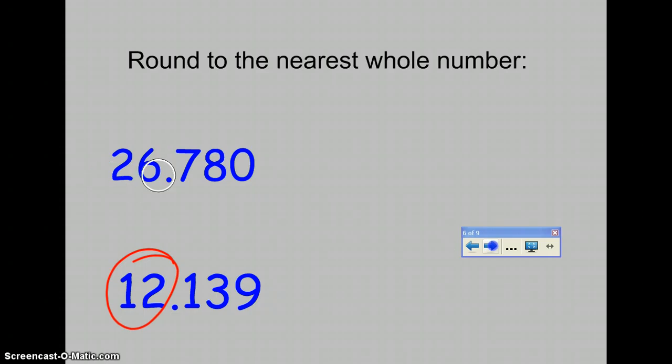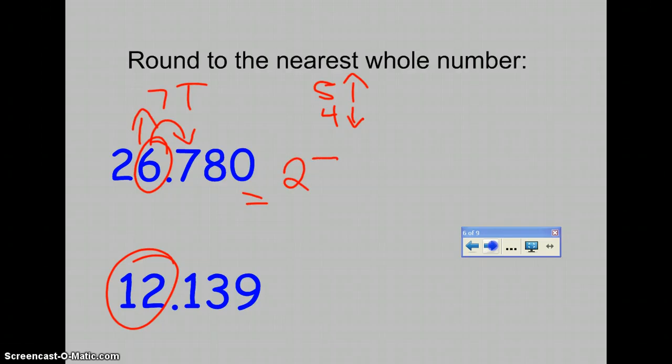So let's figure it out. We look to the neighbor. The 6 looks to the neighbor, and in this situation the neighbor is in the tenths column. That's 7. And remember, the rule is 5 goes up, anything 4 and below goes down. So the 7, as we know, is above the 5, which means that this number rounds up to a 7. So your final answer is 27 decimal 780, or you can just write the 27 if you want to just leave it at the whole number.